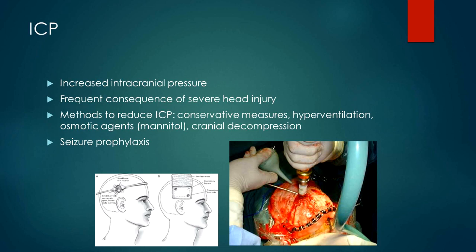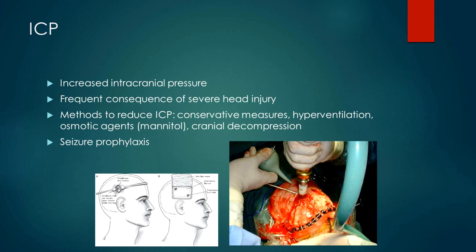Methods to reduce intracranial pressure: you can do conservative measures such as elevating the head of the bed to 30 degrees, placing the patient in reverse Trendelenburg. You can hyperventilate the patient to an extent. This can transiently reduce intracranial pressure by about 25% in most patients. However, prolonged hyperventilation can lead to significant vasoconstriction and ischemia, so it should only be used temporarily for acute management if the patient is showing signs or concern for herniation until you can get a more permanent agent or intervention on board.